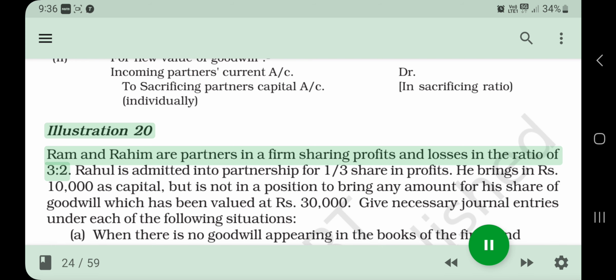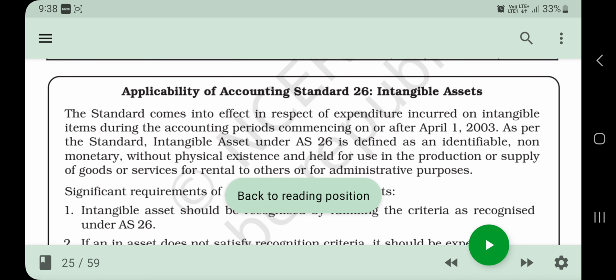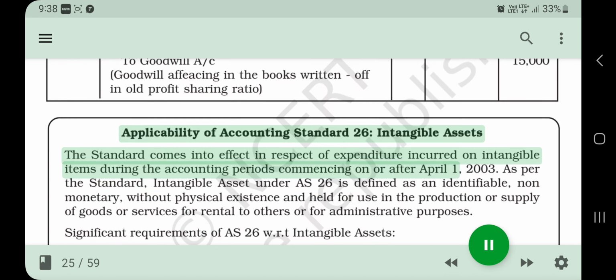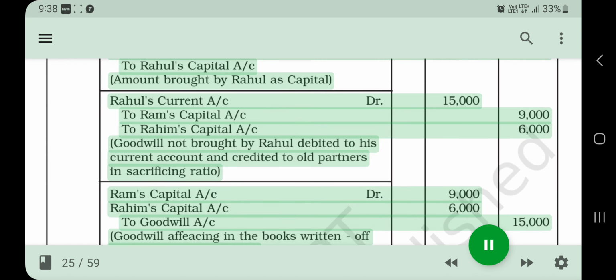partners in a firm sharing profit. of Accounting Standard. Bank A/c Dr.